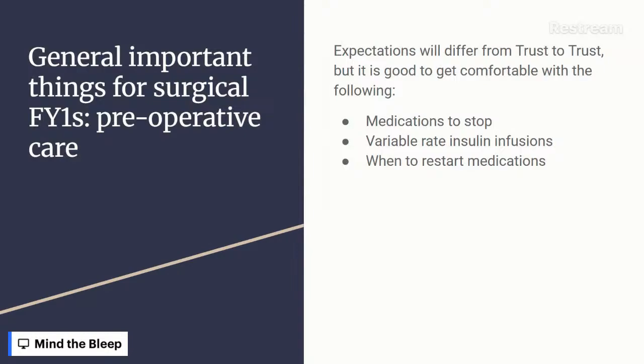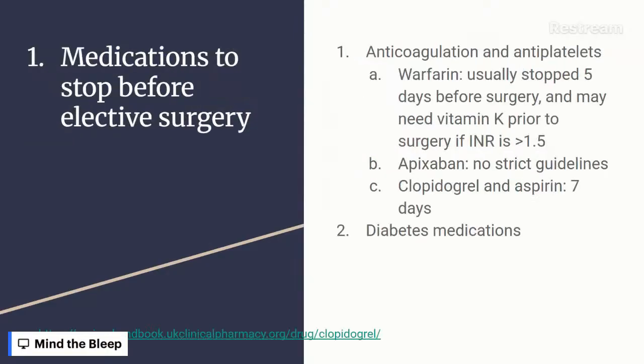If a patient is normally on insulin, if they need to go on to variable rate infusion for whatever reason, but also advising the patient and thinking about when is an appropriate time for them to restart their regular medications. So medications that need to be stopped before elective surgery. First comes anticoagulation and antiplatelet medication. So warfarin, for example, that's typically stopped 5 days before surgery.